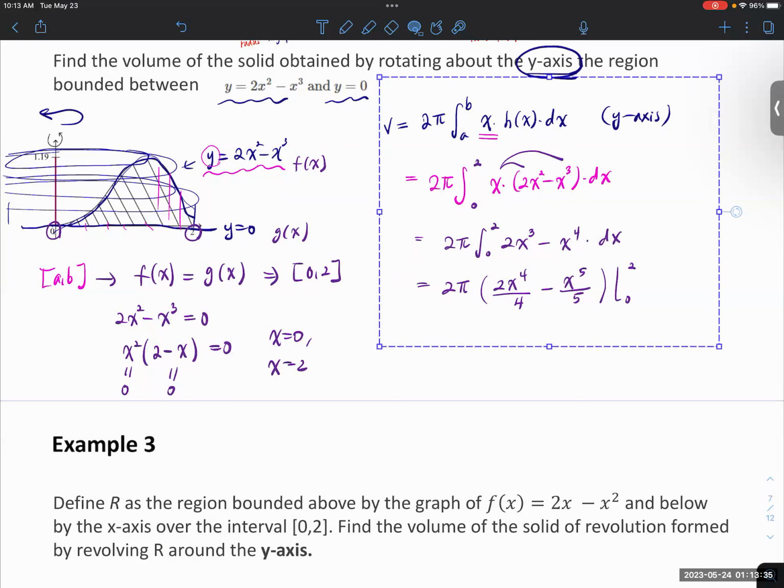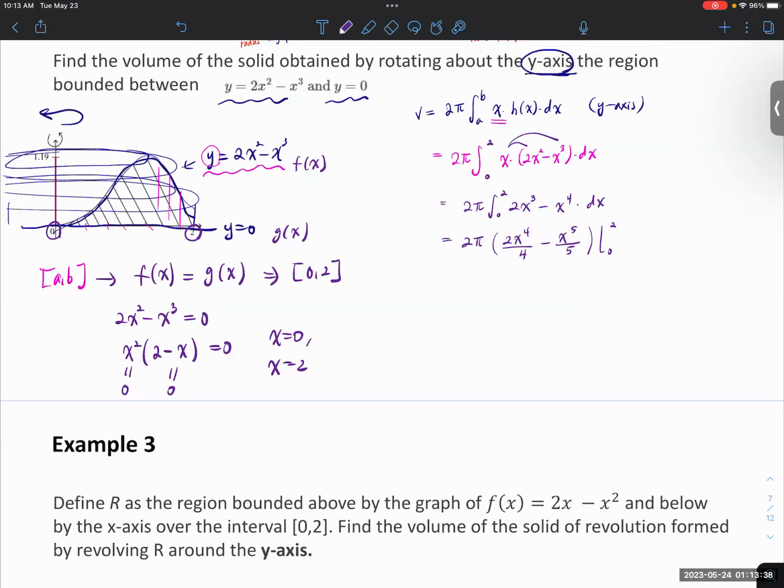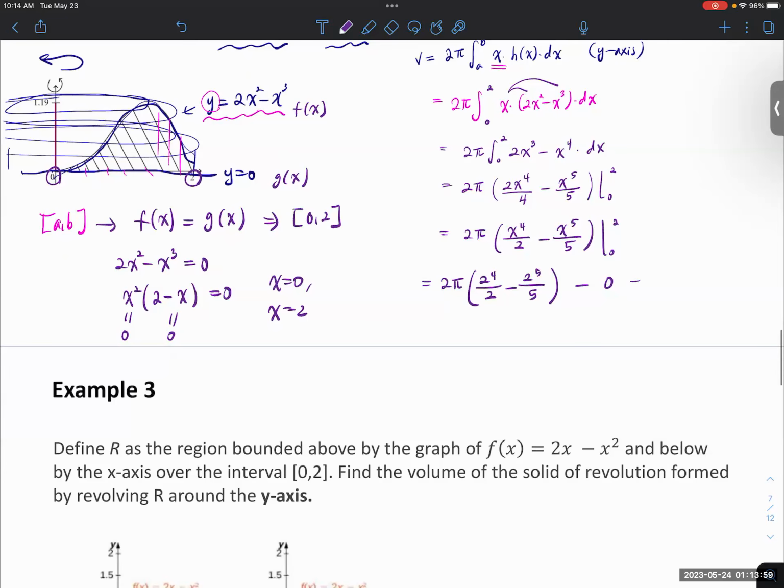So when you calculate this, I'm going to just make it smaller. This is going to be 2 pi times x to the 4 over 2 minus x to the 5th over 5 from 0 to 2, and then let's subtract. So 2 pi times 2 to the 4 over 2 minus 2 to the 5th over 5, and the 0 part is going to be 0, because when you plug in 0, everything is 0. So this is going to be 2 pi times 16 over 2, 32 over 5, the denominator is 5.